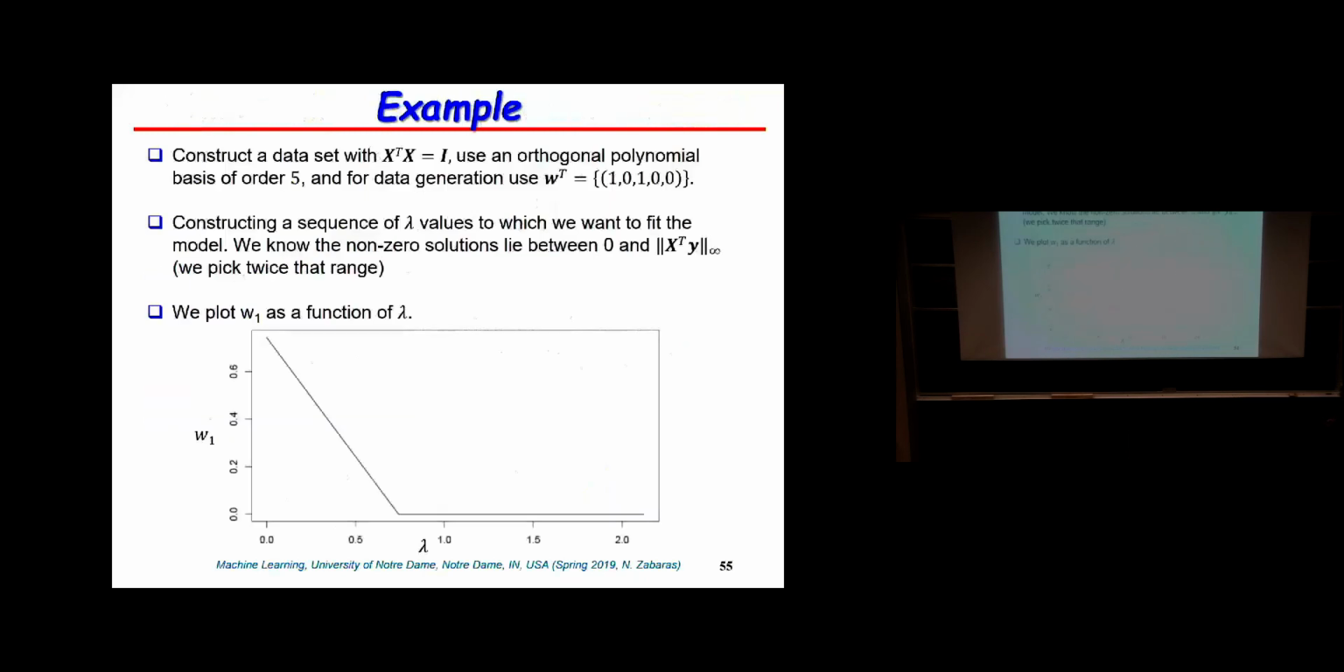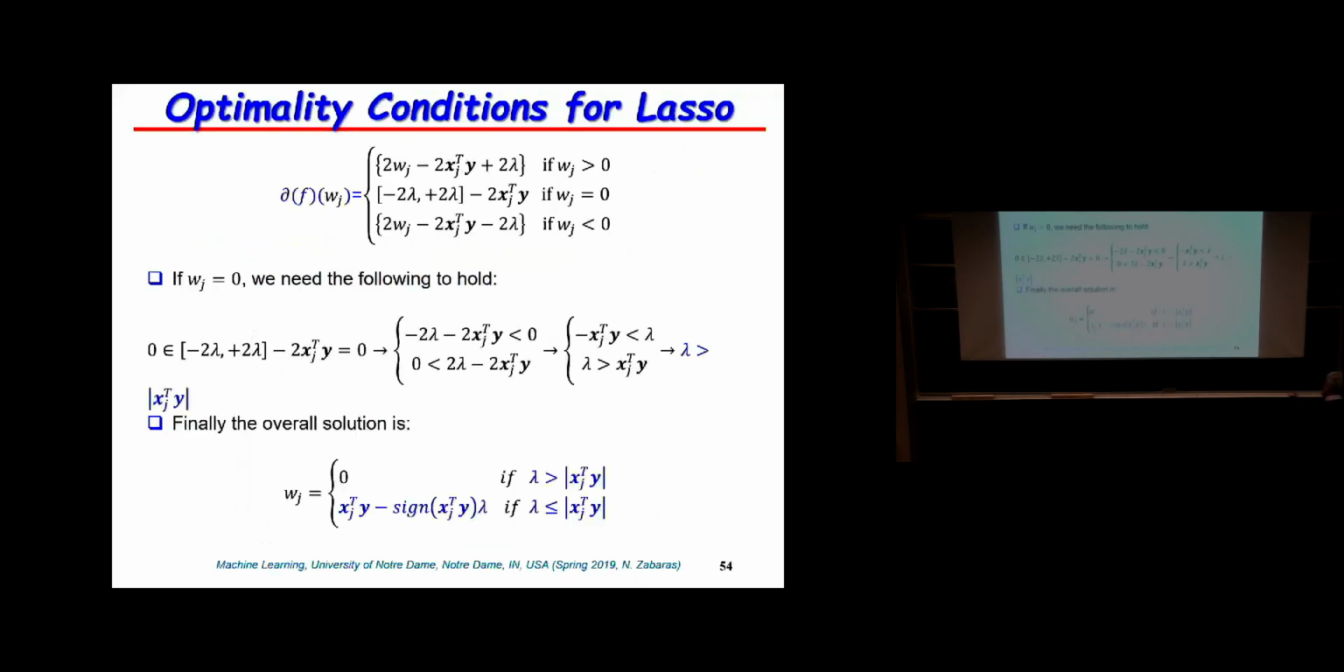All right. So what I'm going to do is, remember these formulas: if lambda is greater than xj transpose y, this is 0.